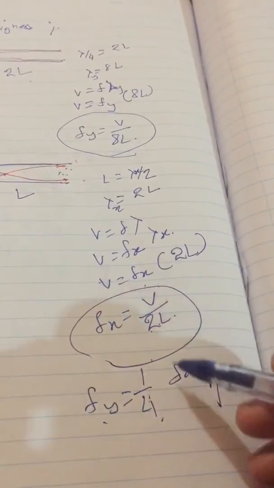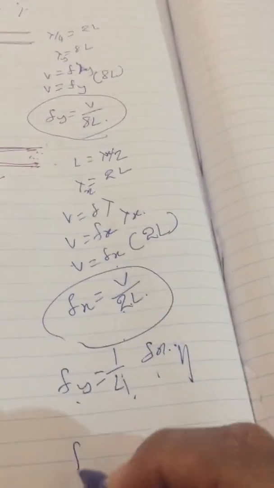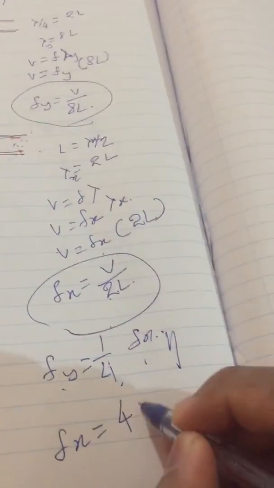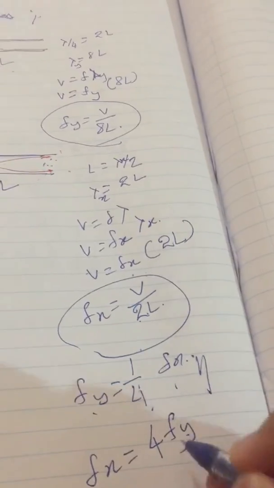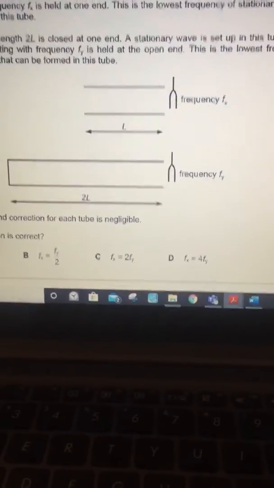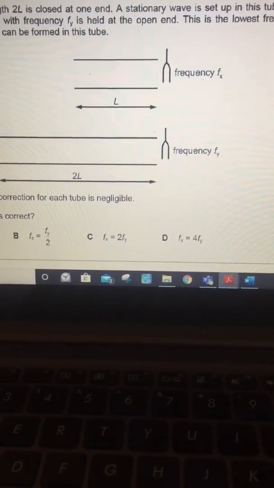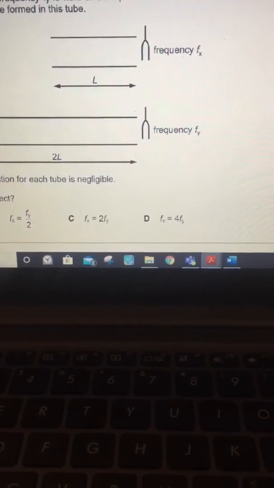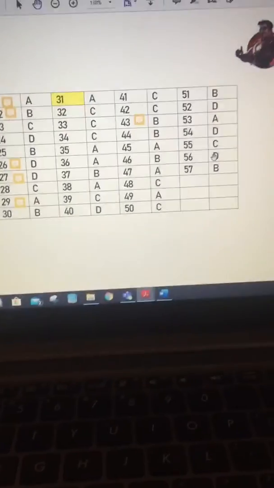But everything is given in terms of Fx, so I'm going to change the subject. Fx is equal to 4Fy. Answer should be D. Fx is equal to 4Fy. Yes, D.